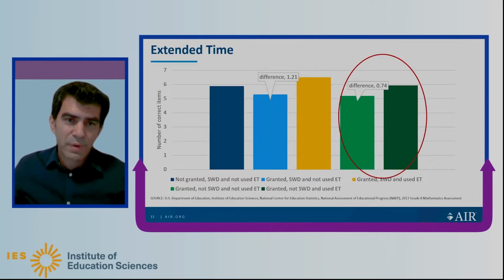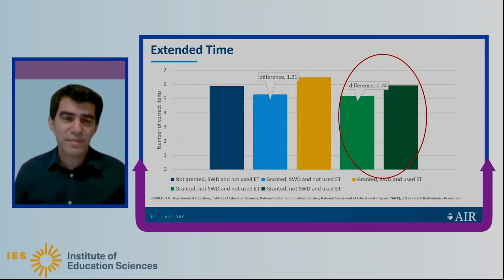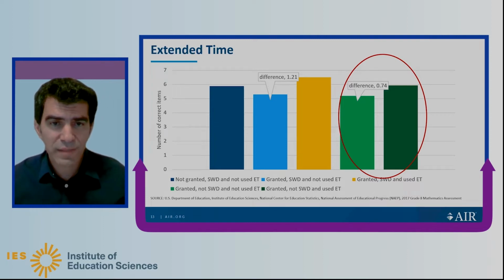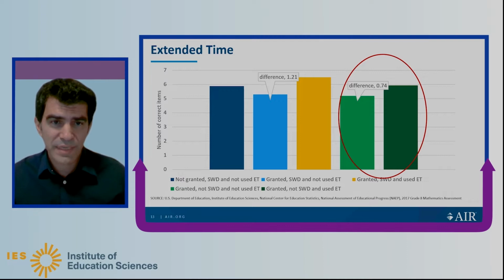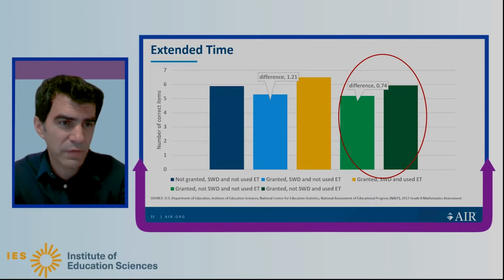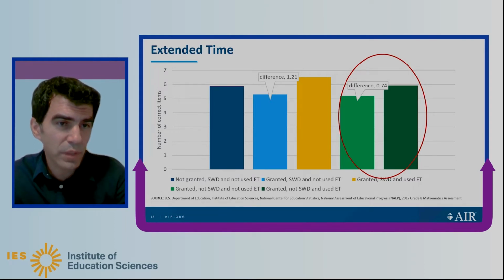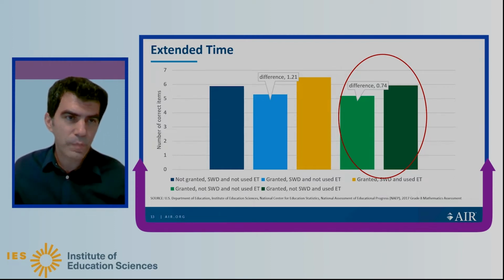And the second comparison, the last two columns, shows similar patterns for those students without disabilities. We see again that those students without disabilities who used extended time scored on average 0.7 more points than the students who did not use it on this assessment. And I also want to point out that dark blue bar at the very front, that's the average score for students with disabilities who are not granted extended time. As you can see there, they are scoring lower than those students who are granted extended time and actually used it, the gold bar.